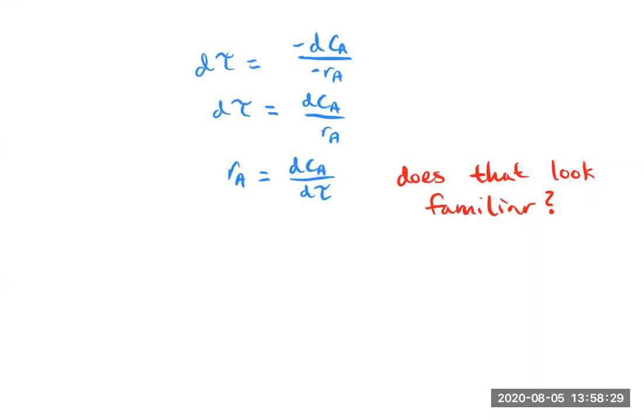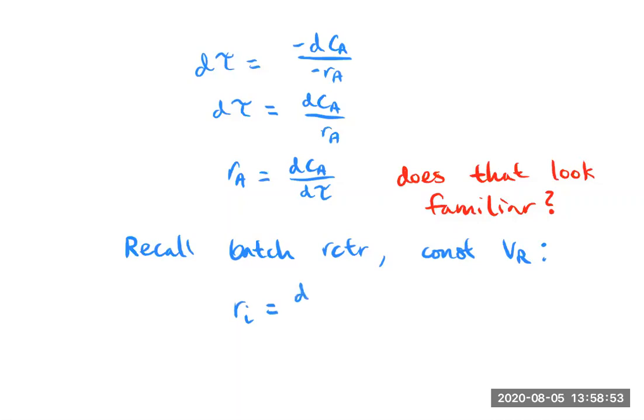Hopefully you're thinking, yeah, that reminds me of batch, because if you recall, for a batch reactor at constant volume, we had Ri equals dCi over dt. And now the only difference is that instead of t, we have tau.